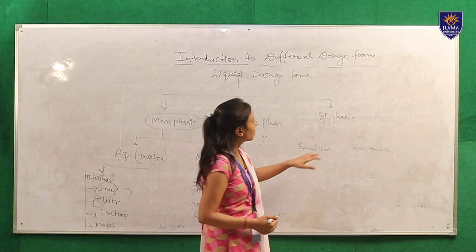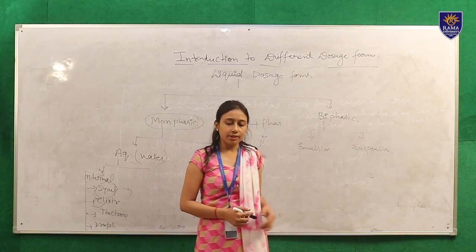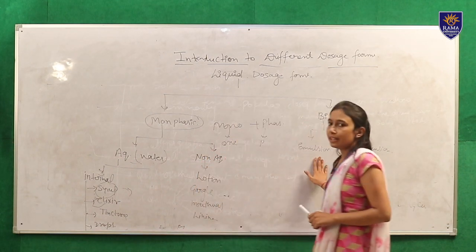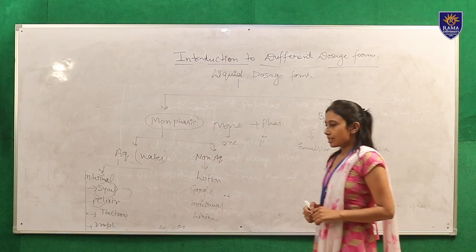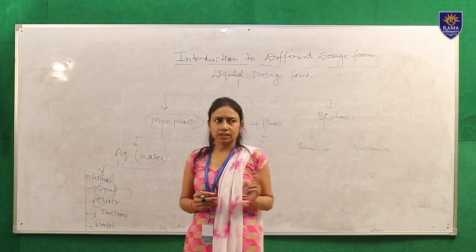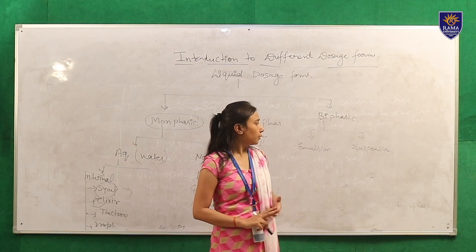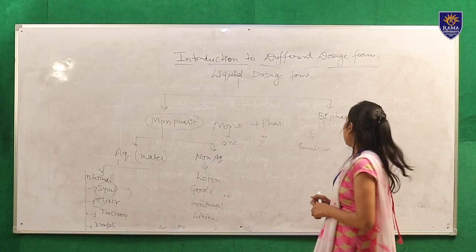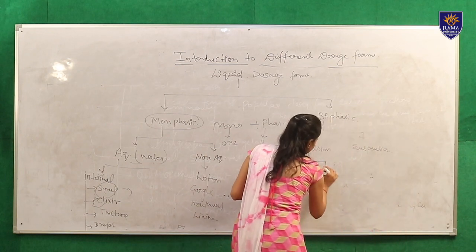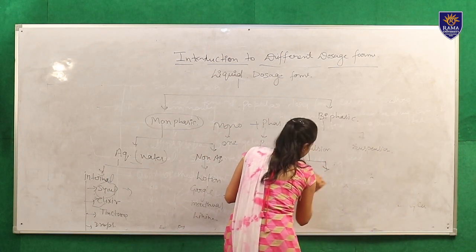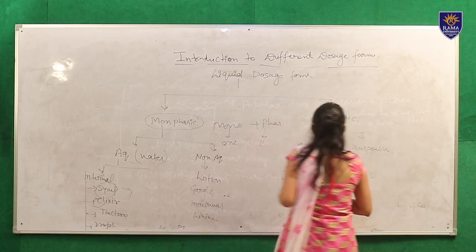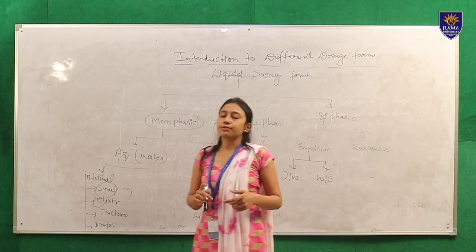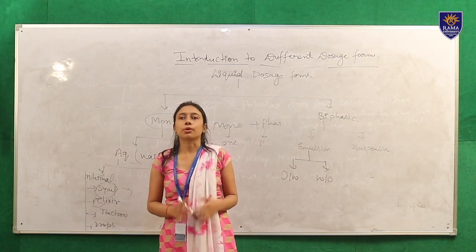Now further we are going to the biphasic liquid dosage form. The biphasic liquid dosage form is divided into two main examples. First is emulsion and second is suspension. Emulsions are defined as a mixture of two immiscible liquids. They are made miscible with the help of emulsifying agents. They are divided into two categories. First is oil in water and second is water in oil. Now second is the suspension. Suspensions are of two types: flocculated suspension and deflocculated suspension.